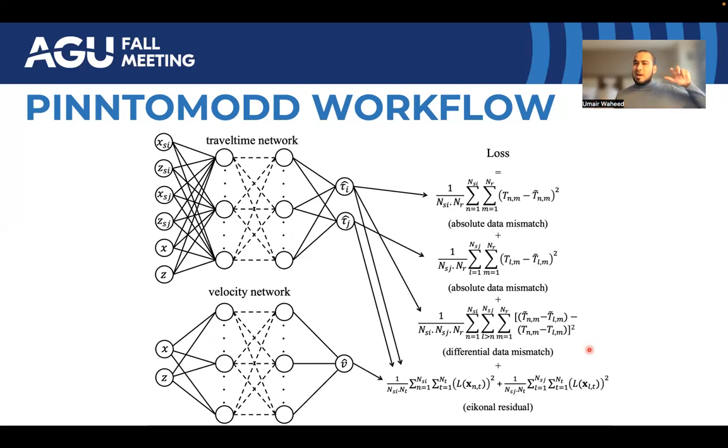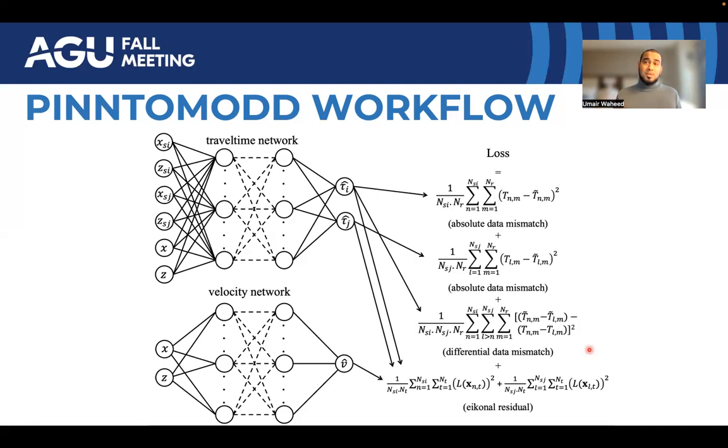So imagine you take a pair of sources and a single receiver, and you're not only trying to fit the absolute travel times from these two sources to this receiver, but also their differential travel times. It's been shown in many papers in earthquake seismology that these differential travel times give us a much better structure close to these sources, and therefore it helps converge to a better solution.